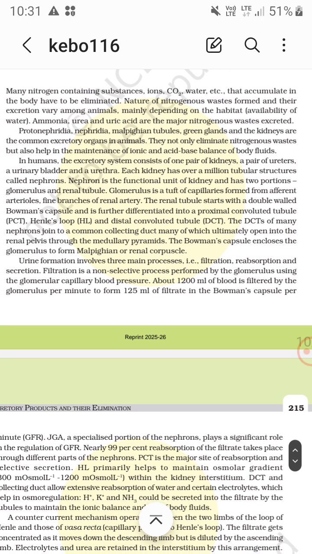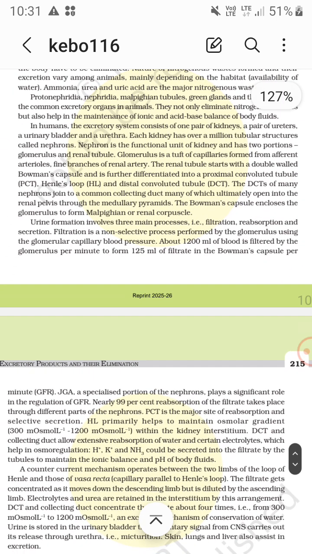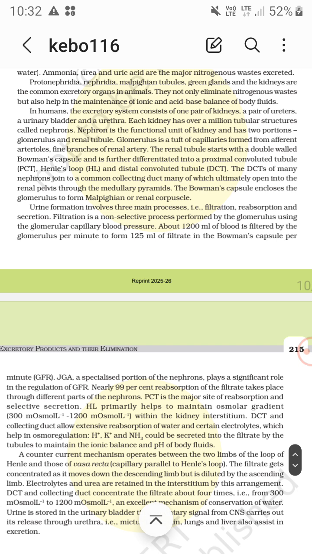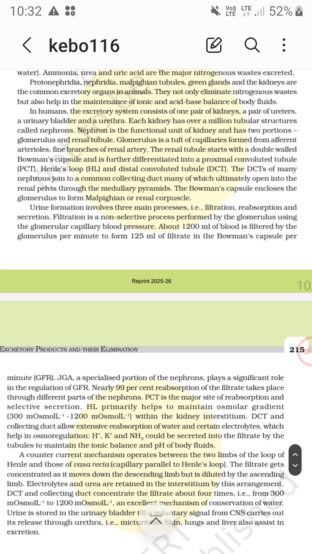Okay, now the urine formation involves three main processes. First is the filtration, second is the reabsorption, third is the secretion. Now filtration is a non-selective process.